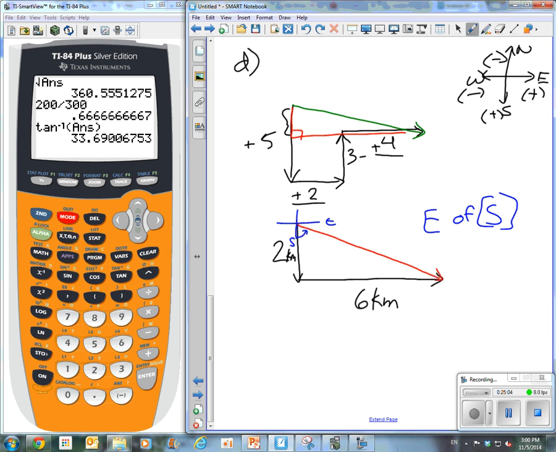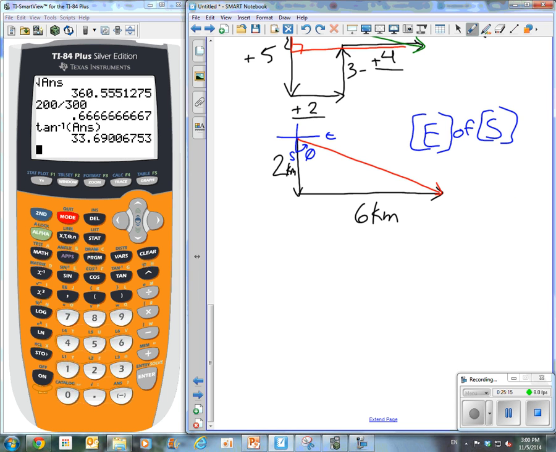Okay? Because that's the area that I have in there. That's what theta is. It's so many degrees east of the southern line. All right, so what we need to do now is figure out this line here, my hypotenuse. Okay, we're going to do Pythagorean theorem again.